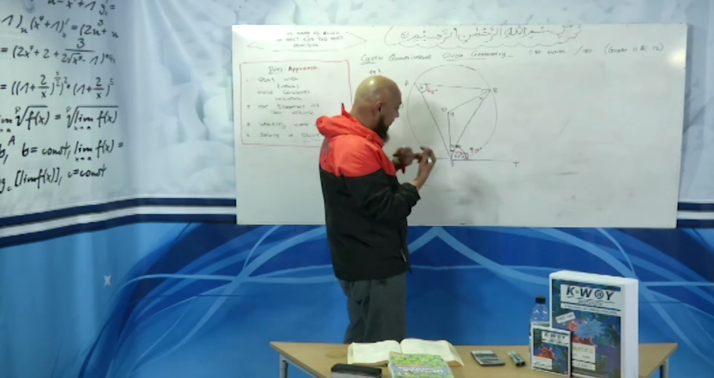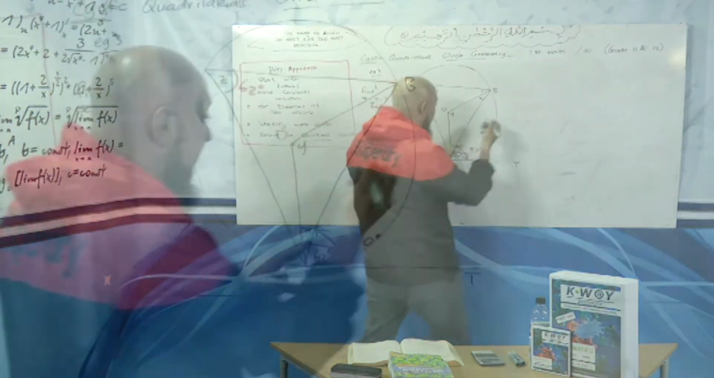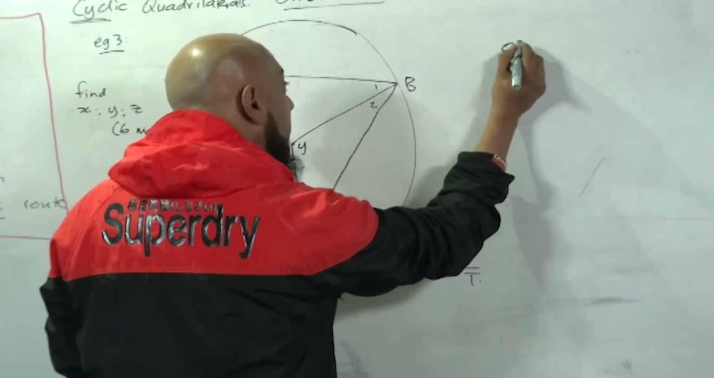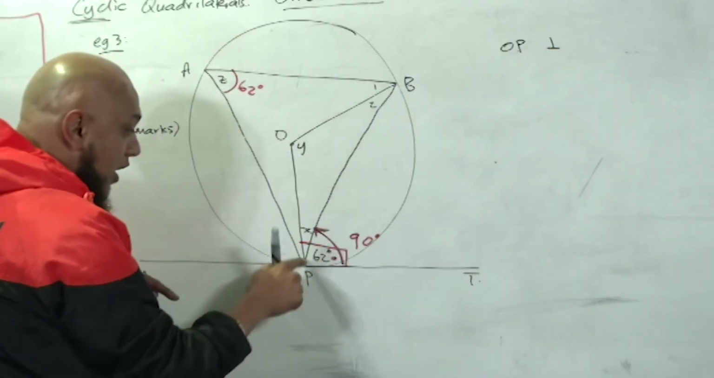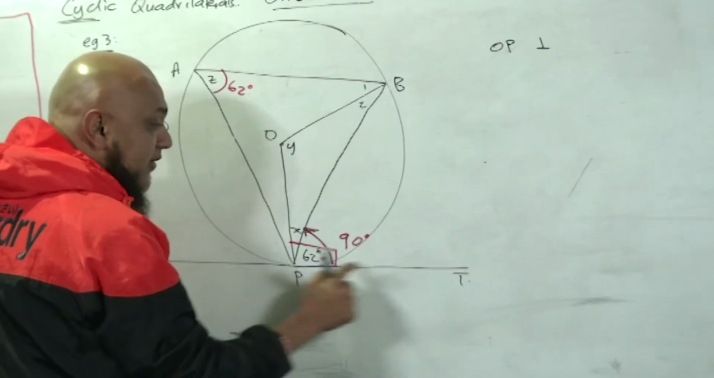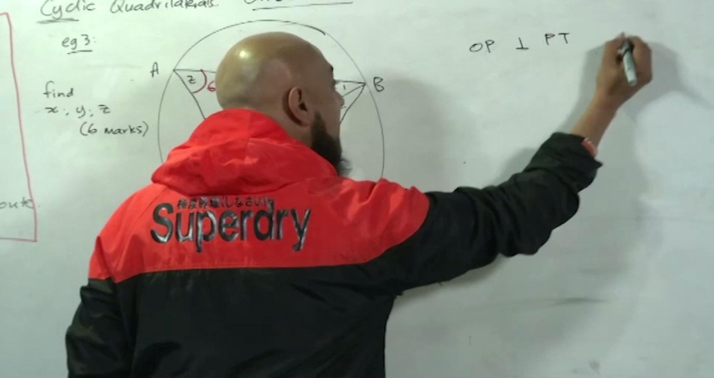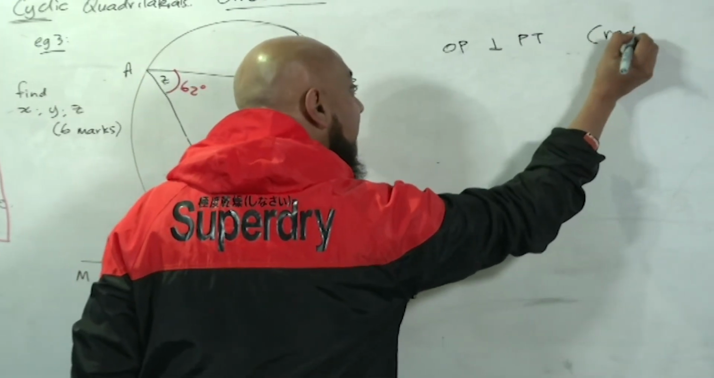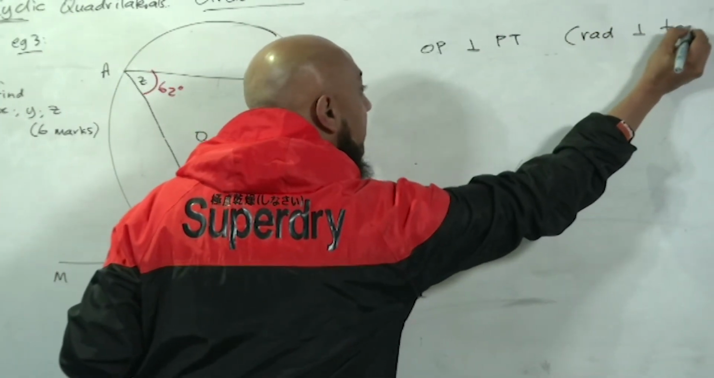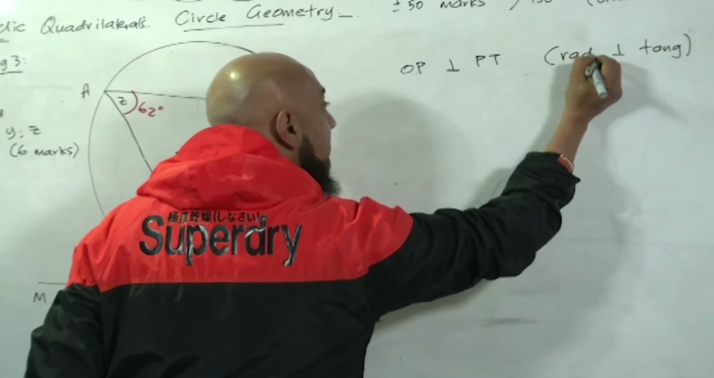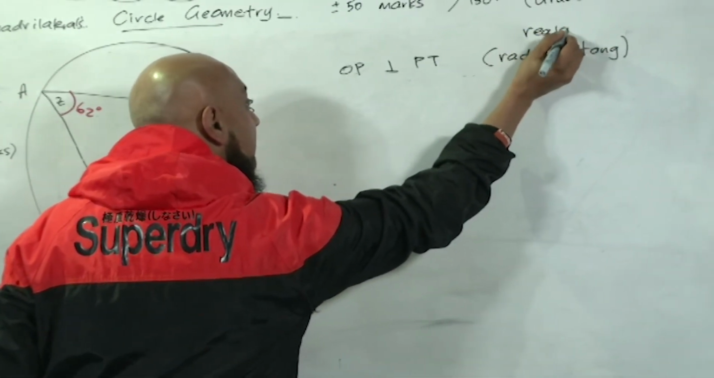To me, x would come first, right? So I'm going to say OP is 90 degrees to PT. Why are we saying that? Because a radius is 90 degrees to a tangent. That is the theorem. That is our reason.